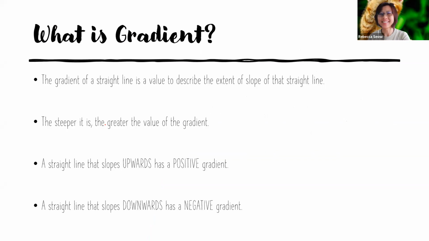So what is gradient exactly? Gradient is not really a word that we use in most of our sentences day to day. Well, in a mathematical context, the gradient of a straight line is a value to describe the extent of slope of that straight line. So if you have a straight line that is steep, the value of the gradient is greater. If the straight line is not so steep, the value of the gradient is lesser.